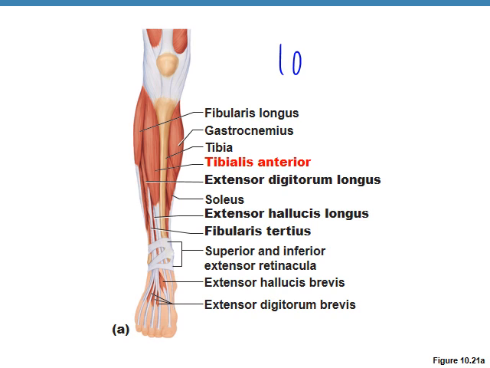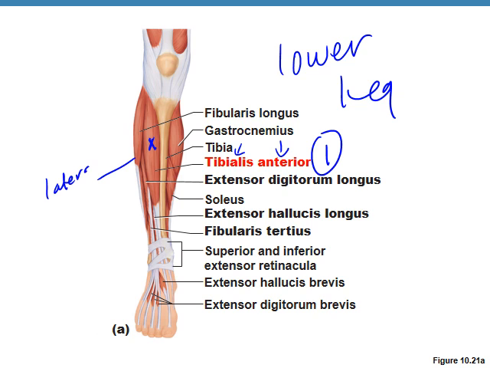Now we move to the lower leg. So we can see here the tibialis anterior. It's facing forward and it's attached to the tibia. So this muscle here, it is lateral to the tibia, is the tibialis anterior. It does cover part of the tibia, which is why they use the word anterior as well. So tibialis anterior is going to be used to flex at the ankle, and also, if you remember, dorsiflexion.